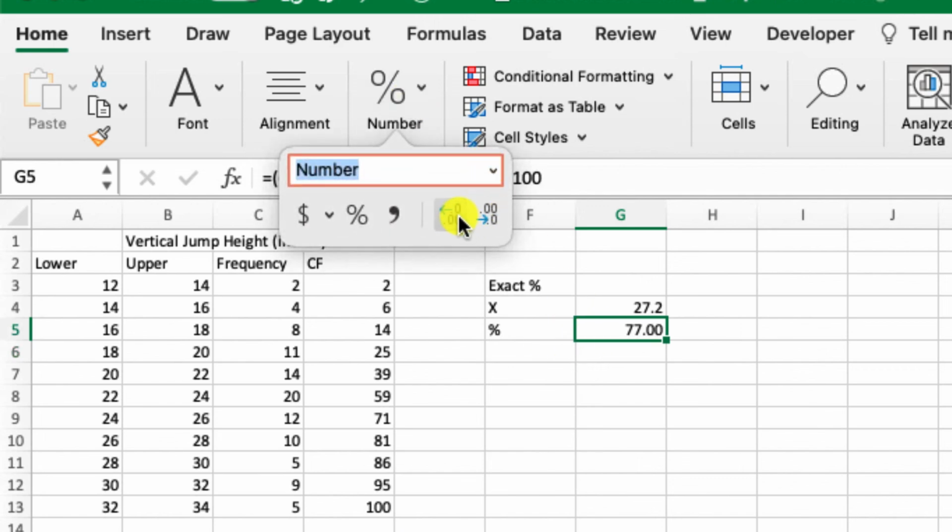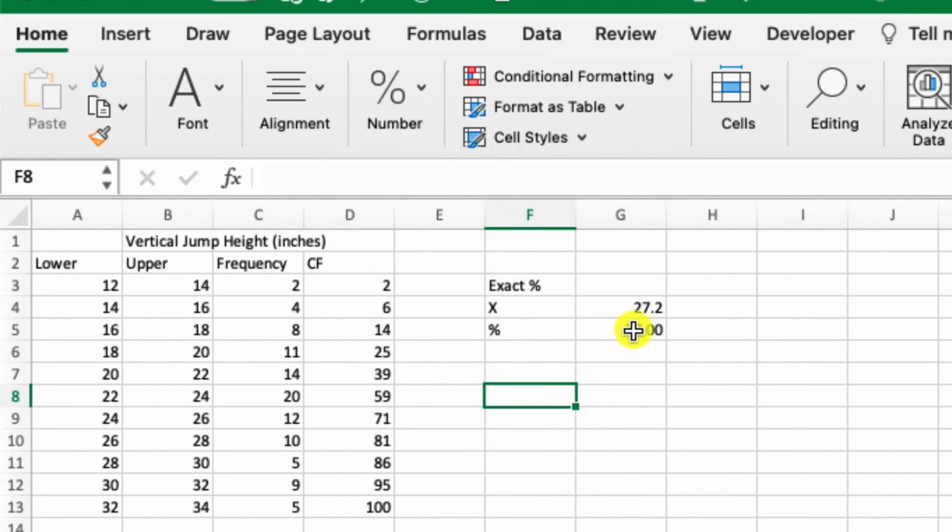Now, if we increase our decimal places, we actually have a perfect 77% or 77th percentile for a person who jumps exactly 27.2 inches.